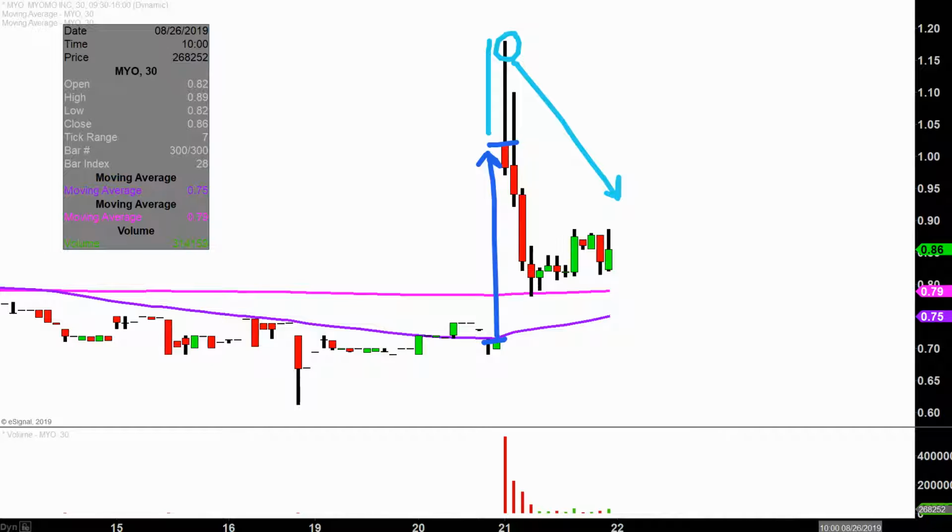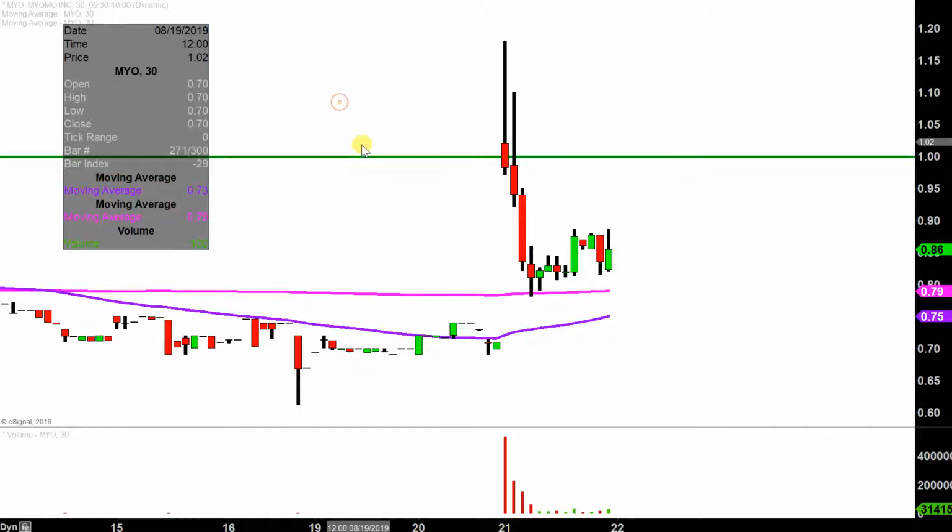So a gap and trap was today, but now the question becomes, is this a gap and trap that's going to turn into a pump and dump? A pump and dump being defined as a price movement that makes a really nice move and then all of a sudden goes right back to where it was. So you can't call this a pump and dump yet.